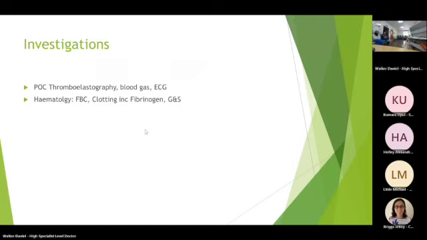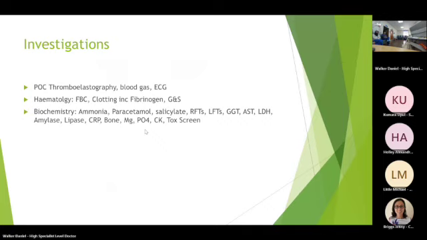Hematology, again, nothing particularly exciting there. Group and save because you will be giving blood at some point, if not immediately. Making sure we do fibrinogen levels. Pretty much everything in biochemistry. Anyone who presents with an overdose or unconscious or reduced conscious level should really consider doing a paracetamol salicylate level.